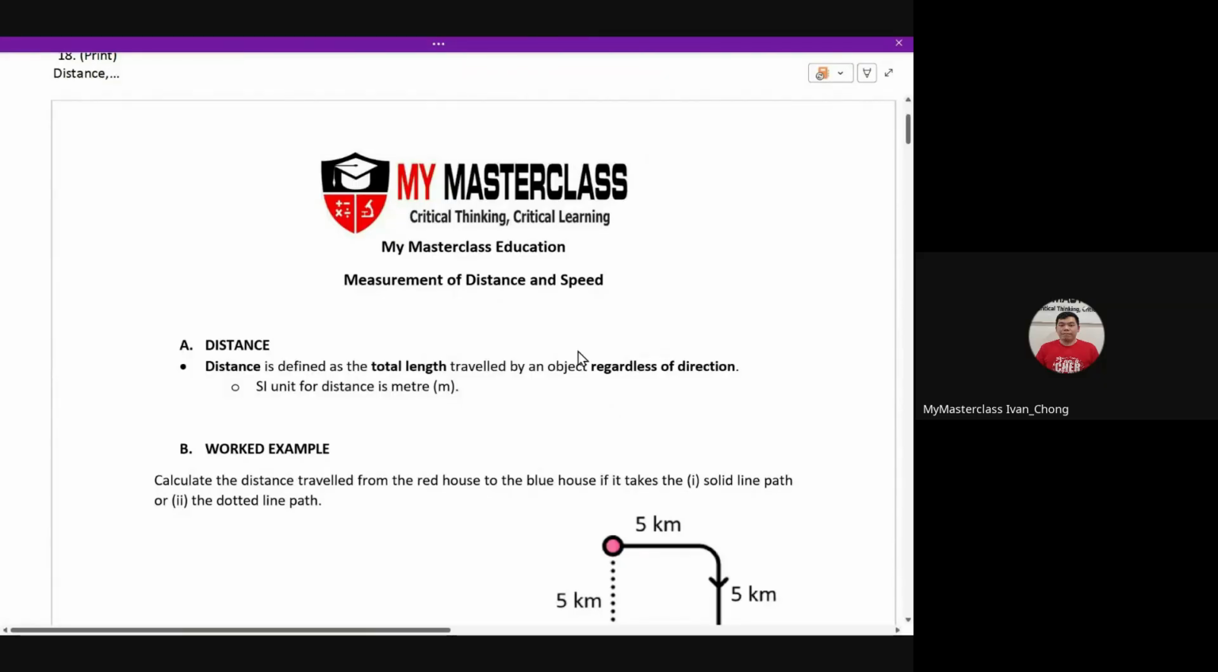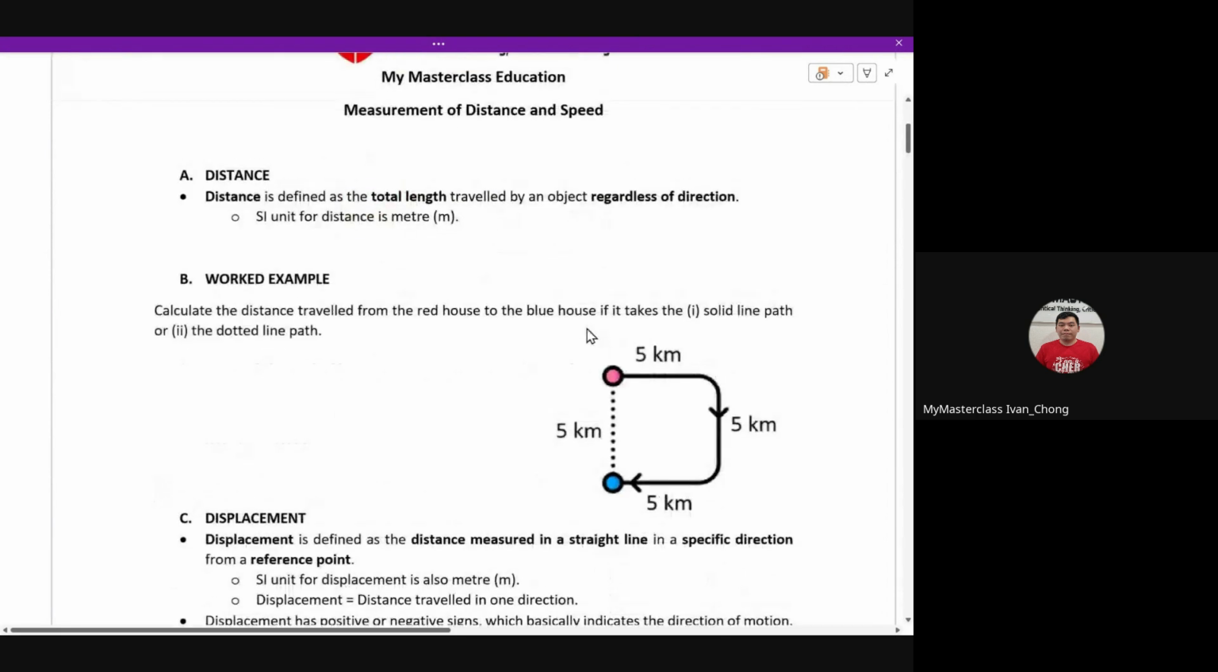Okay, so for this chapter itself, we're going to learn about your distance, your speed, velocity, and your acceleration. Basically, we're going to learn about how things move and how to use numbers to represent how much they move, how fast they move, and whether they change their speed very quickly or slowly.